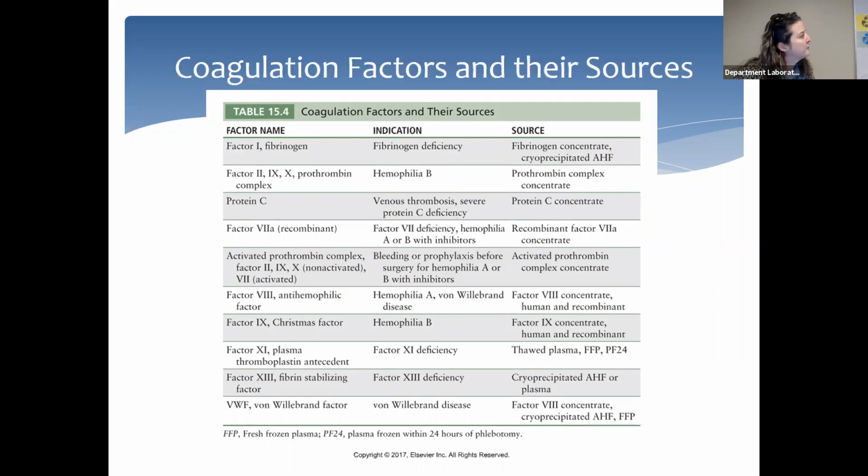I took this chart from your textbook as well. It just describes what would be the best therapy for each factor deficiency or condition, right? And then here would be your best therapy option.